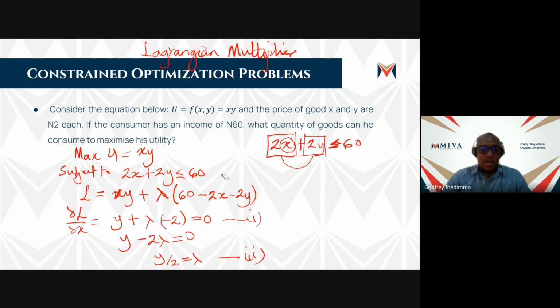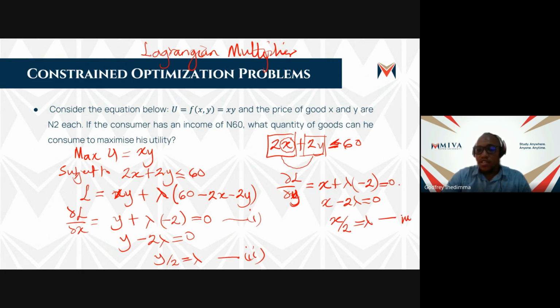So now that we have this, we can differentiate again this same Lagrangian equation, this time around with respect to y. And this gives us x plus lambda. Here we have minus 2 again, because from here we get minus 2, and this is equal to 0. So that x minus 2 lambda equals 0, and we end up having x over 2 equals lambda.